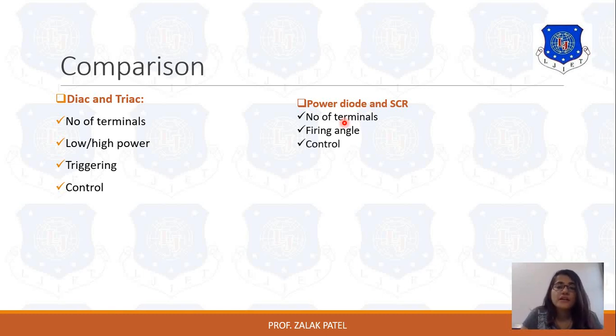It also provides control. In case of SCR, control is provided by the gate terminal. In case of power diode, it is absent. Load power can be controlled in case of SCR because of the gate terminal. In case of power diode, load power cannot be controlled. You can also discuss the symbol and structure for the difference between power diode and SCR. So these are the differences between power diode and SCR. Each difference can be asked for 3 marks.